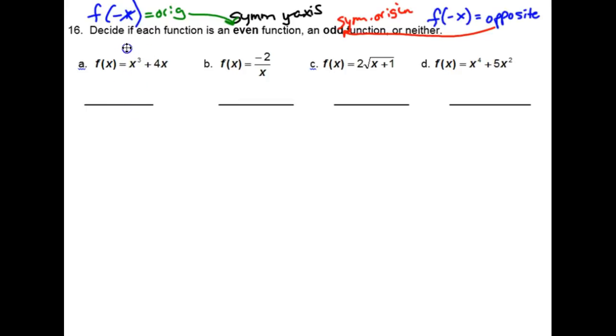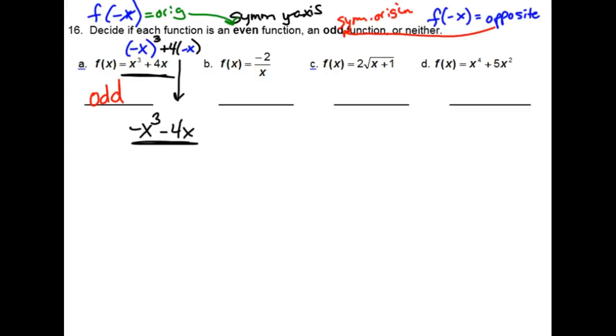So like right here, if you plug in a negative x for all of your x's, so you have negative x to the third power, and then plus 4 times negative x. What that would simplify to would be negative x to the third power minus 4x. And if I look at my original versus my new one, I notice everybody has the opposite signs, so that's why I can claim that this is an odd function.